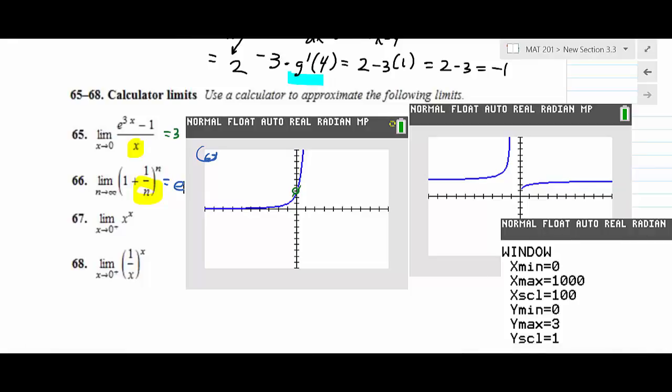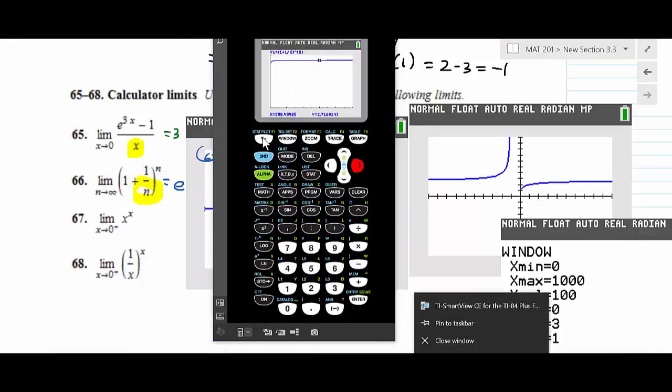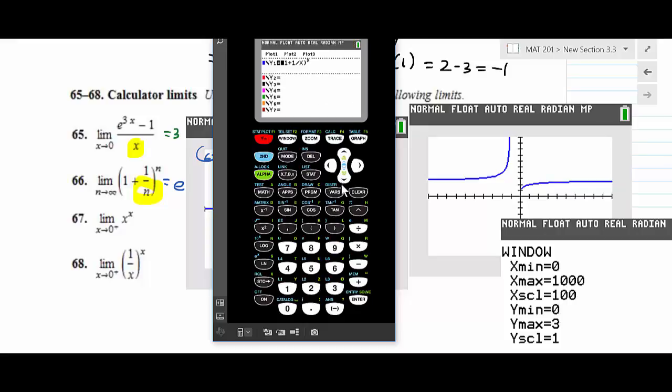One thing I can show you on this also is if I go to Y2 and put the letter e in. The letter e is above the division symbol, so you go Y2, then second, division symbol, and graph that. Then you'll see that it's an asymptote. That's really what the definition of e is. It's that limit right there. That's kind of interesting, don't you think?